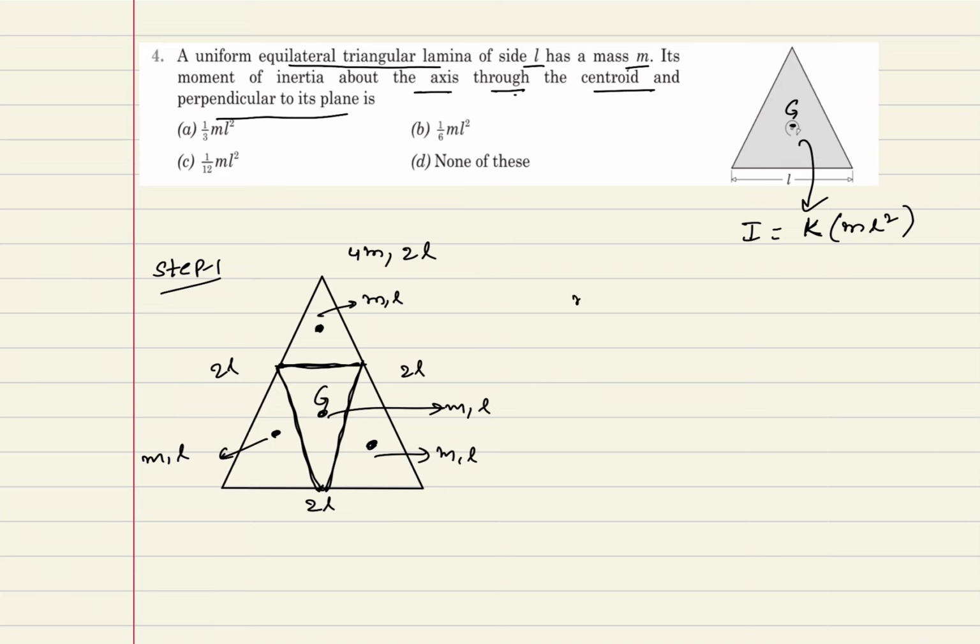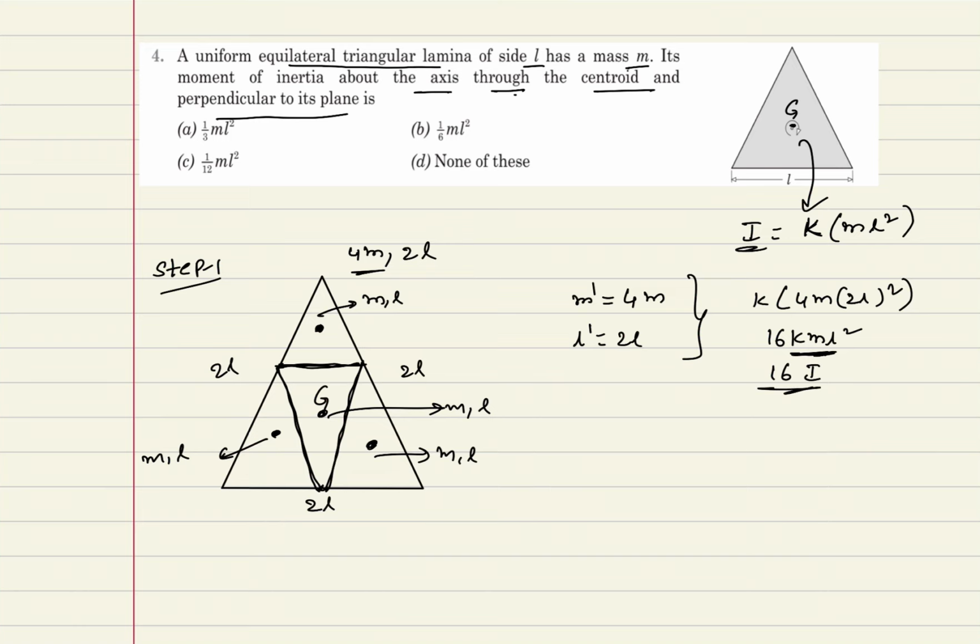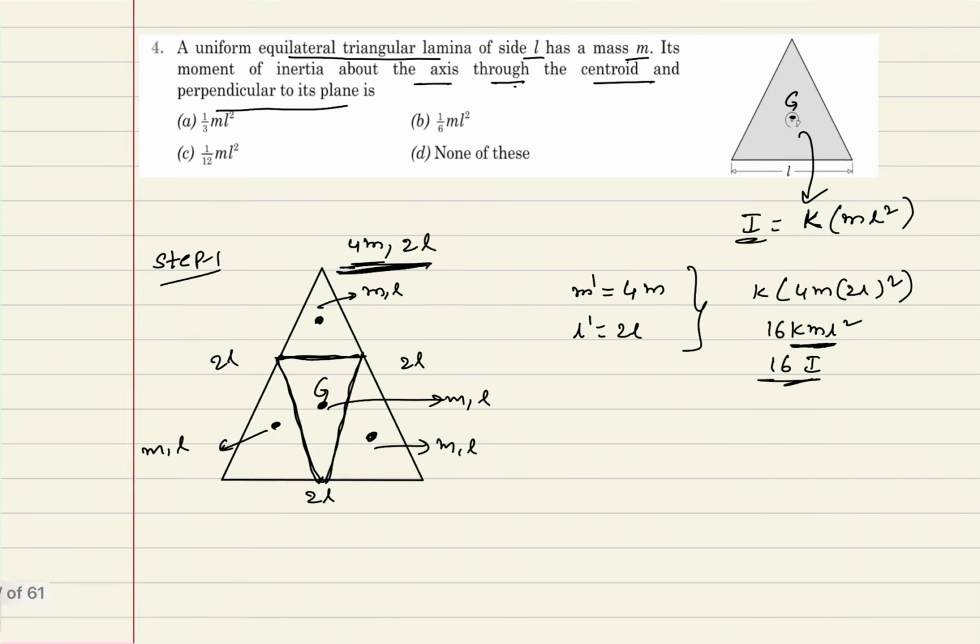I am now taking a new mass of 4m and new side of 2L, and the new moment of inertia can be written as k times 4m into 2L whole square, that is 16 into k m L square. Already we have taken k m L square as I. We can write this as 16 I, the moment of inertia of this 4m mass having side 2L about centroid G.